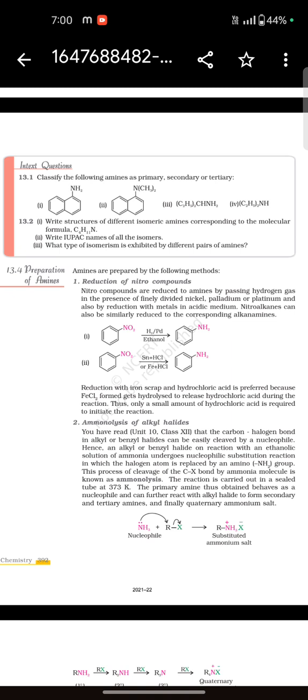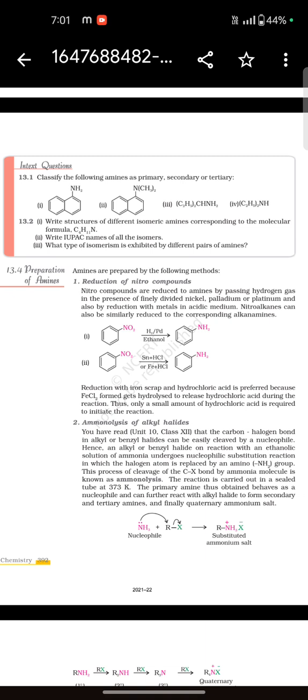Reaction: benzene ring attached with NO2 reacts in presence of H2/Pd and ethanol, and gives benzene ring attached with the group NH2. Here oxygen is replaced. Reduction with iron scrap and hydrochloric acid is preferred because the FeCl2 formed gets hydrolyzed to release hydrochloric acid during the reaction. Thus only a small amount of hydrochloric acid is required to initiate the reaction.